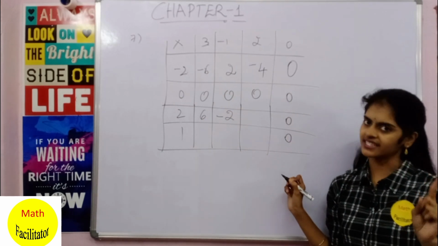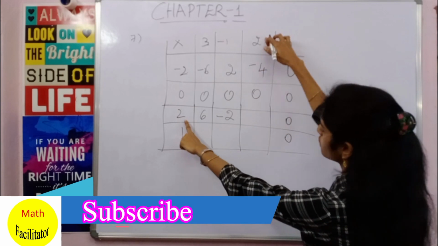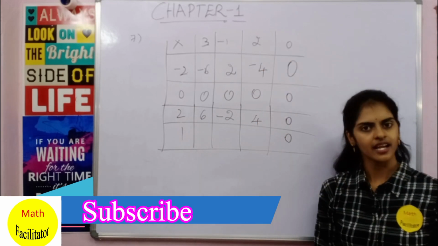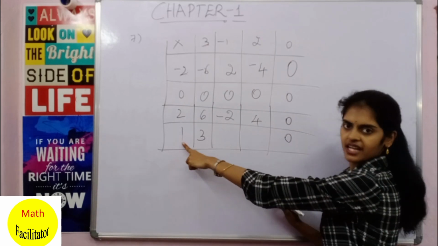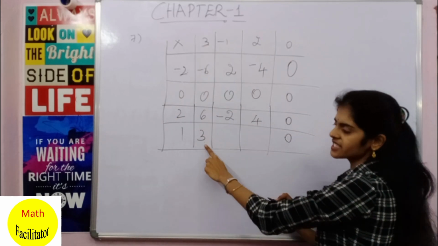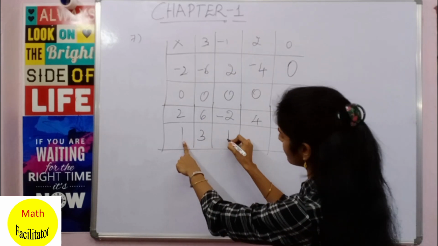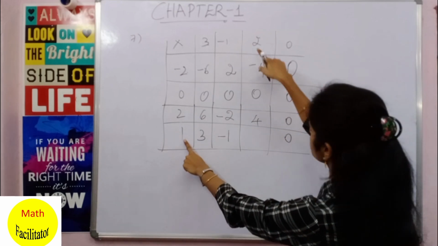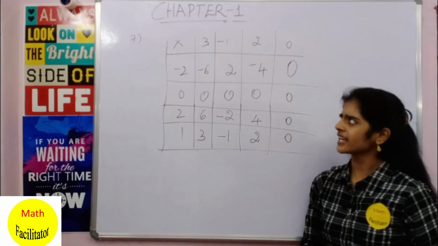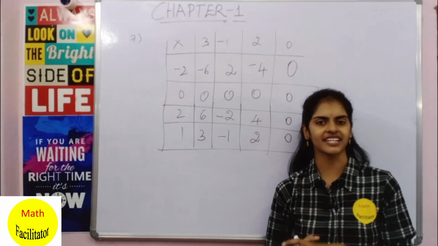Be careful with the signs. Now here in this box, it is 2 into 2. 2 2s are 4. Now here it is 1 into 3. 1 into 3 is 3. There are no signs, both are positive, so it is plus 3. Now it is 1 into minus 1. 1 into 1 is 1, and plus into minus is minus. And here it is 1 2s are 2. So this you'll get it for 2 marks always. Most of the times you get it in your question paper.